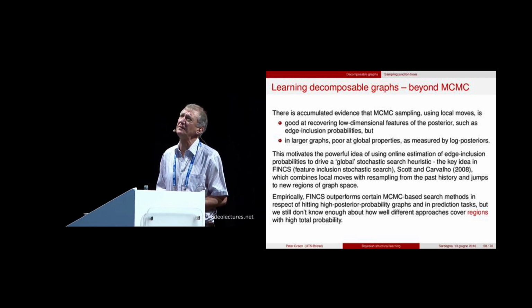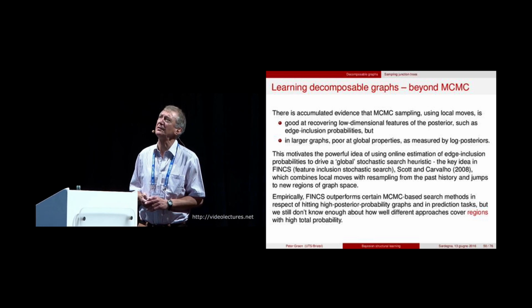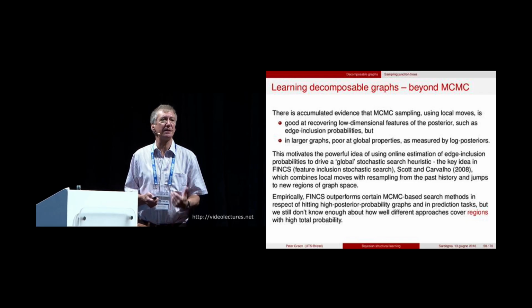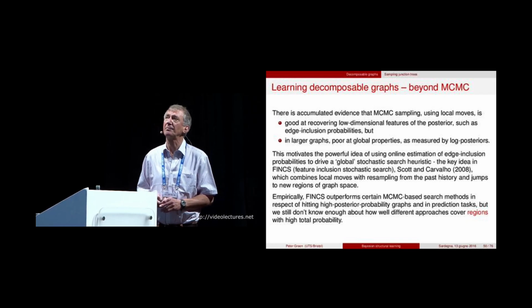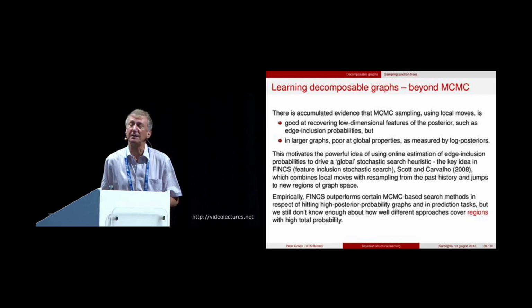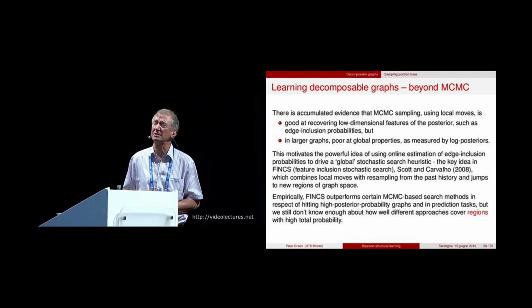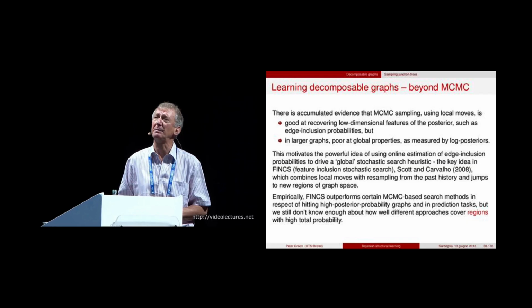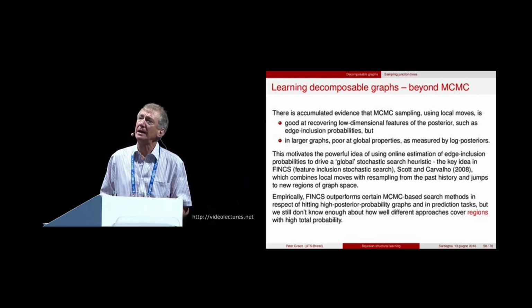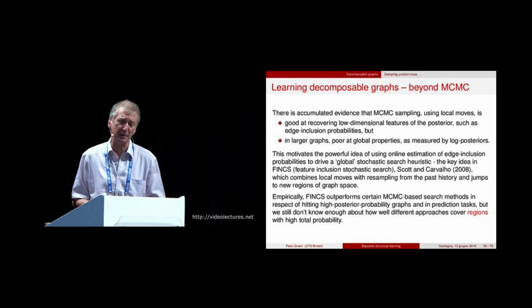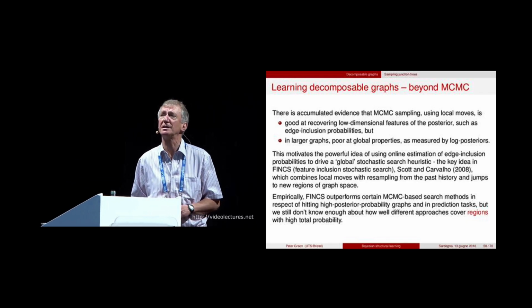And that motivates a powerful, really beautiful idea of using the edge inclusion probabilities estimated online to drive a stochastic search algorithm, which is now an optimization method for trying to find high posterior probability graphs. So we're moving beyond sampling now, but using sampling-based methods in order to conduct our optimization. And this FINCS method, feature inclusion stochastic search, has proved very powerful at hitting high posterior probability graphs, and it's good for prediction tasks. I think it's still true to say we don't really know enough about how well different approaches cover regions of high total probability.